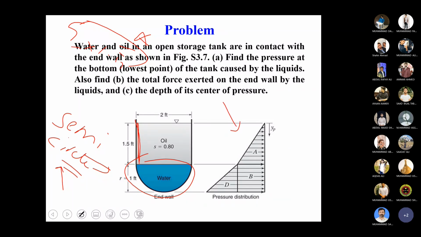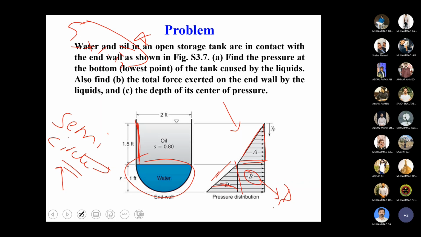Okay, so now just observe the pressure distribution diagram for this particular case. At the top we have oil, and oil is exerting pressure on a rectangular wall of 1.5 feet, and the pressure distribution diagram is triangular. Okay, and A is the pressure distribution diagram which the oil is exerting on its wall, and D is the pressure distribution diagram which the water is exerting on the end wall. So who will tell what is the pressure distribution diagram which is represented by B here? सर, as ऑयल एंड वाटर.